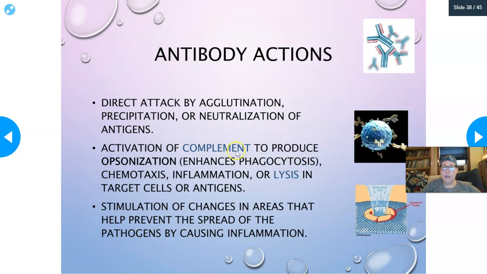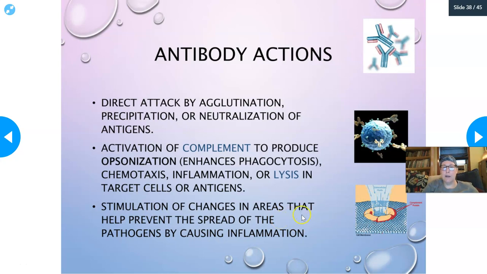Antibodies can also activate complement, which produces opsonization, so that enhances phagocytosis, which is the eating by white cells of the bacteria and the viruses. Complement activation will also produce chemotaxis, inflammation, or lysis, which is rupture of target cells or antigens. Chemotaxis is the attraction of white cells to the area by release of chemicals. We covered what inflammation was, redness, swelling, heat, to localize the battle, basically. And lysis is that rupture of the bacterial cell.